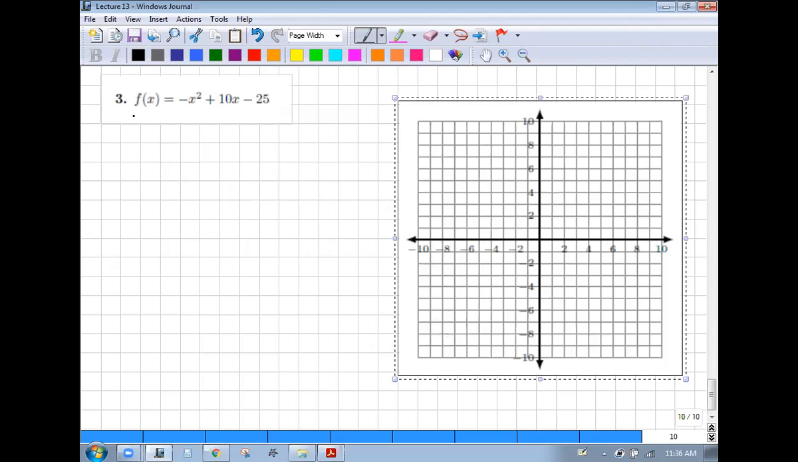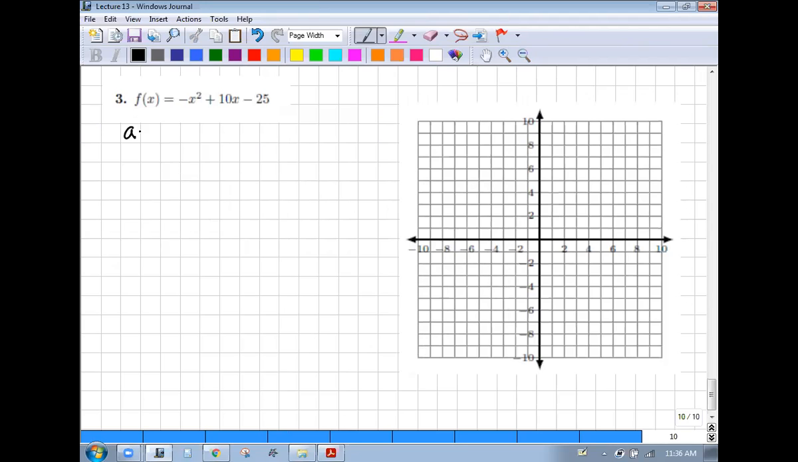Okay, so here A is -1, which is negative. So this thing opens downward. It's going to be something like that. Our B is 10 and our C is -25.